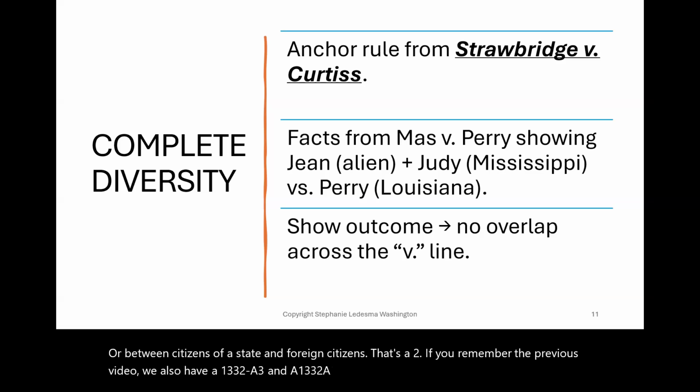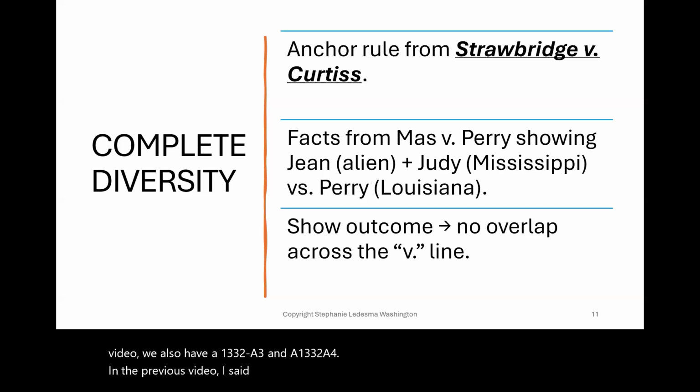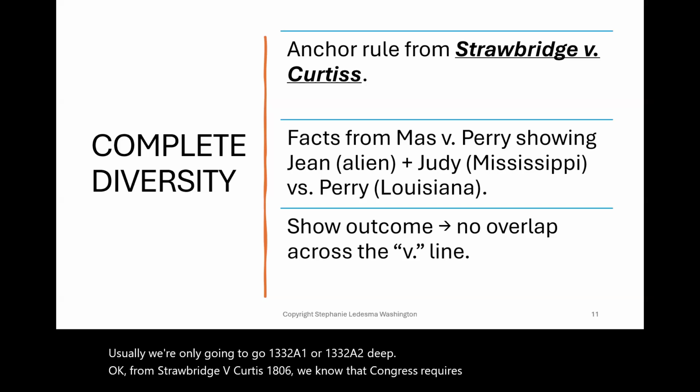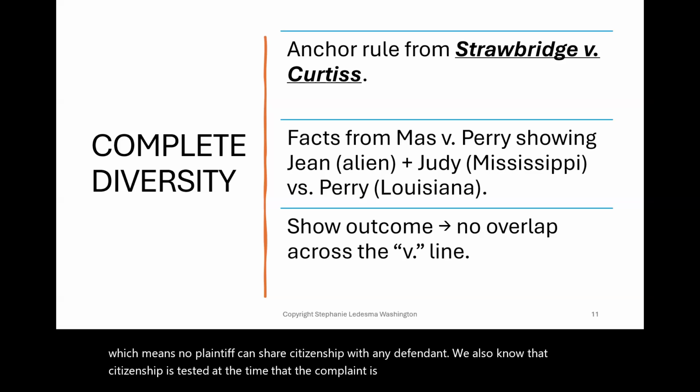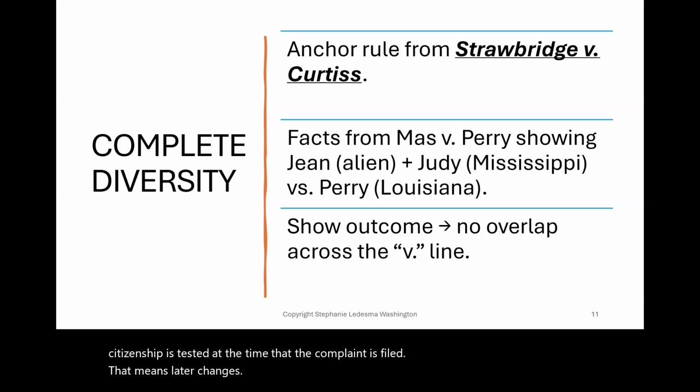In the previous video, I said for civil procedure purposes, usually we're only going to go 1332(a)(1) or 1332(a)(2) deep. Okay. From Strawbridge v. Curtis, 1806, we know that Congress requires complete diversity, which means no plaintiff can share citizenship with any defendant. We also know that citizenship is tested at the time that the complaint is filed. That means later changes in domicile do not affect the jurisdiction.